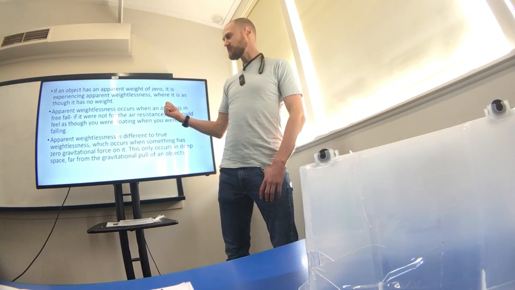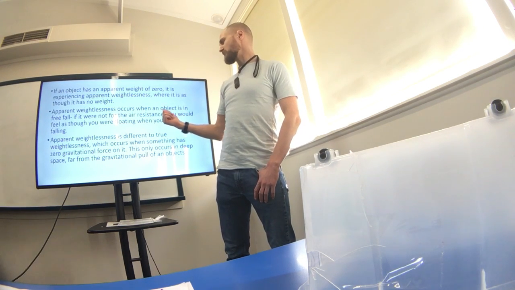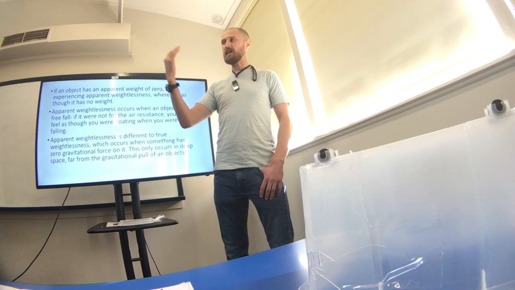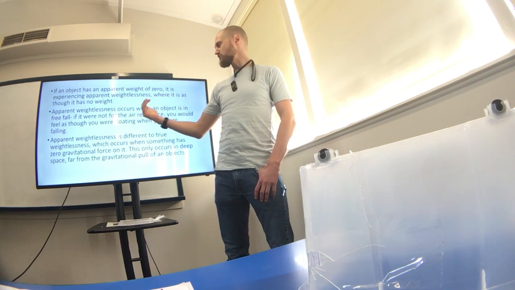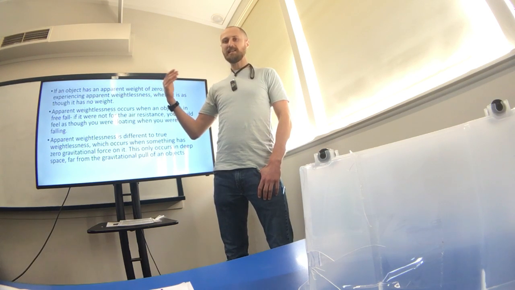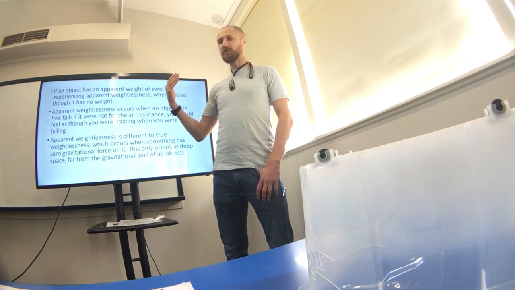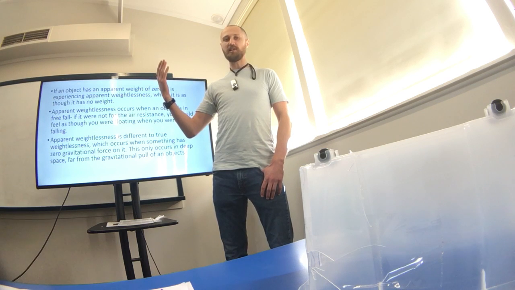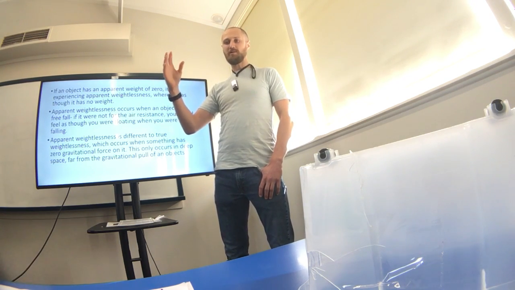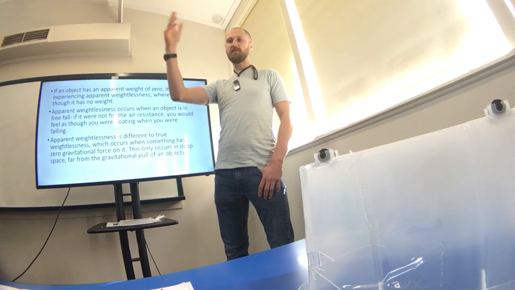If it wasn't for any air resistance, you would feel as though you were floating when you were falling. So when you're falling down, you can tell that you're falling because there's air pushing against you. If you were in space and there was no air to do that, then you would feel as though you were floating even though you were in fact falling. So when we talk about orbital motion, some people think, well, the satellite is up there floating in space.